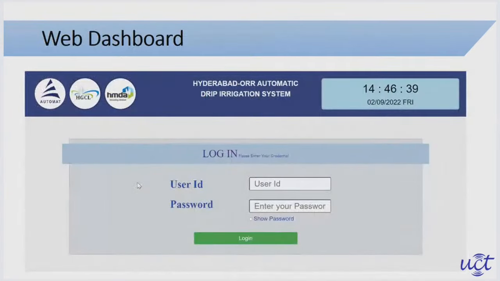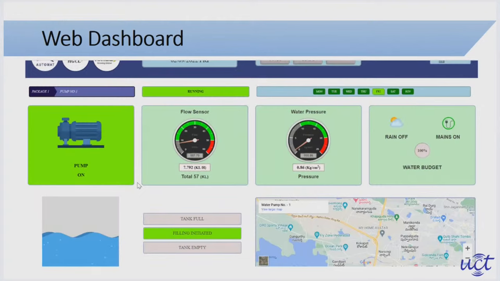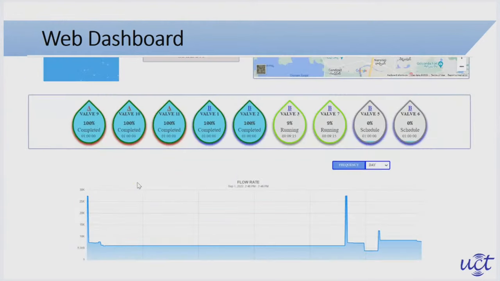And here is the web dashboard. Here you can see all the data, which pump is on, which pump is off, and all your irrigation can be monitored. This can be used by individual farmers who have a large farm, or by utilities or bigger areas that manage multiple farms. So this is the dashboard, and here you can see all the reports of the valves, like how much irrigation is done, how much is pending, and what flow rate is used.